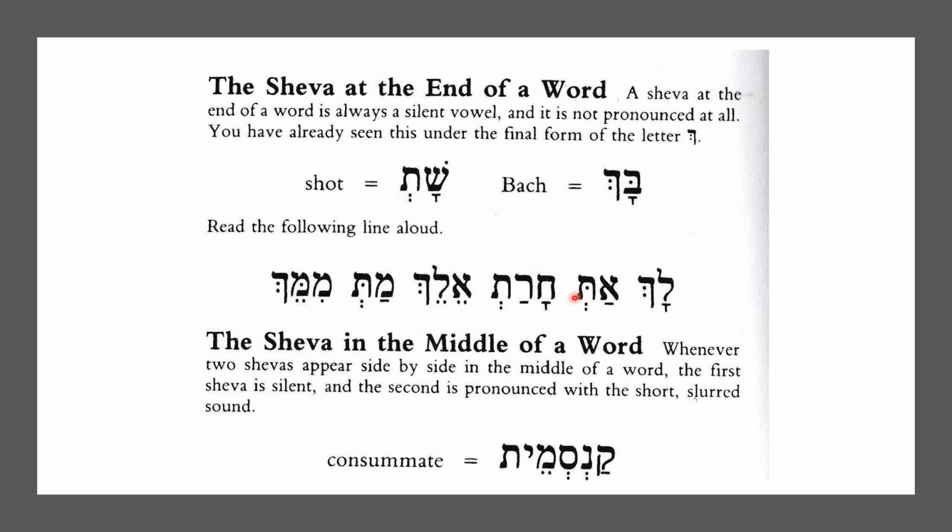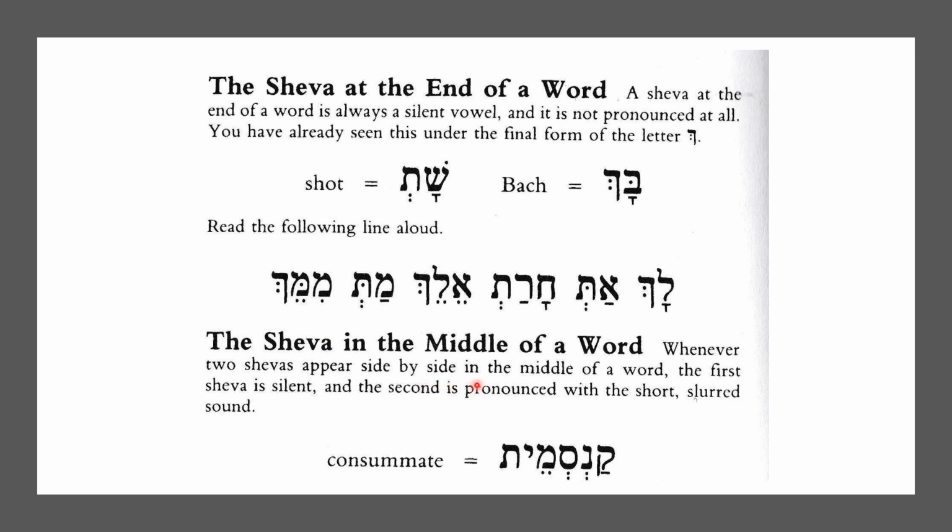Okay? And the following lines, we'll just read them together across here. So we have lach, at, charat, elech, mat, mimech.